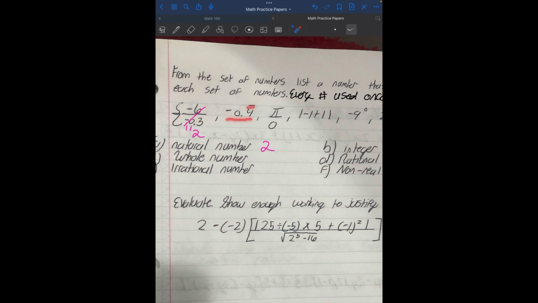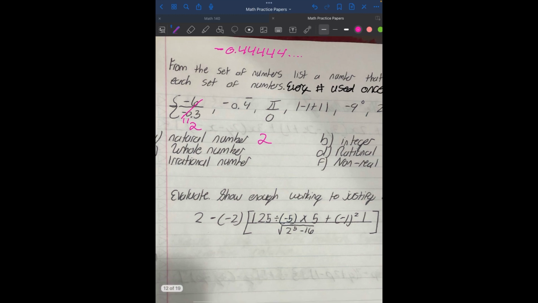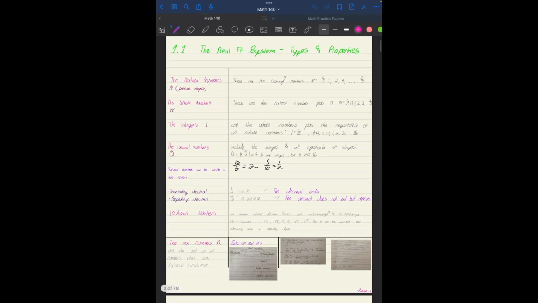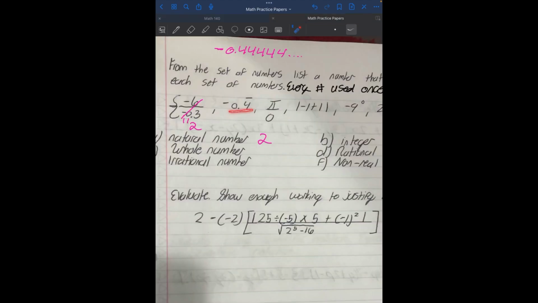Now this bar right here means the number is repeating. So this would be 0.4444 and just going on, right? So that number would be a rational number. This includes the integers and all quotients of integers. So Q equals a over b, where a and b are integers with b not equal to 0. Rational numbers can be written in two forms. Terminating decimal, like 0.5, where the decimal ends. Or a repeating decimal, like 0.666666, where the decimal does not end, but it repeats. So this would be a rational number.